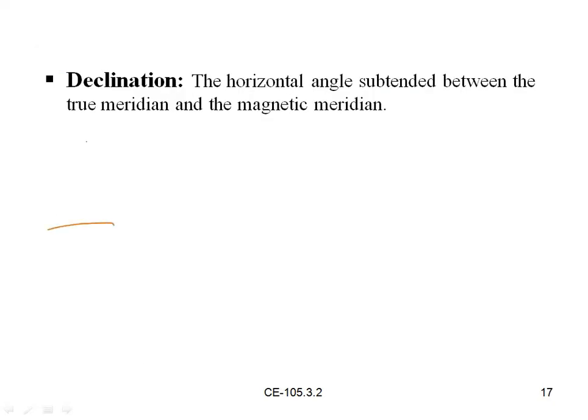So declination. What is declination? The horizontal angle subtended between the true meridian and the magnetic meridian. So declination is a horizontal angle subtended between the true meridian and the magnetic meridian.